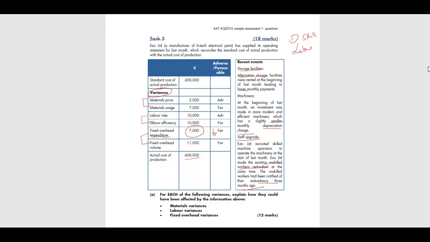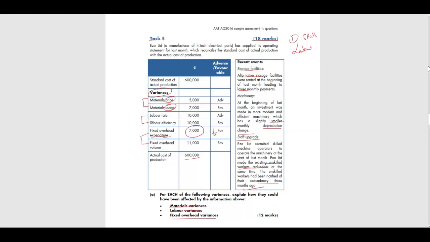Now let's have a look at what could be the possible reasons for the material variance, labor variance, and the fixed overhead variance. The first point we have to see, in material we have two: one is price, one is usage. We can see the material price variance is adverse, that is bad, and the usage variance is favorable, that is good. Now what could be the possible reason?